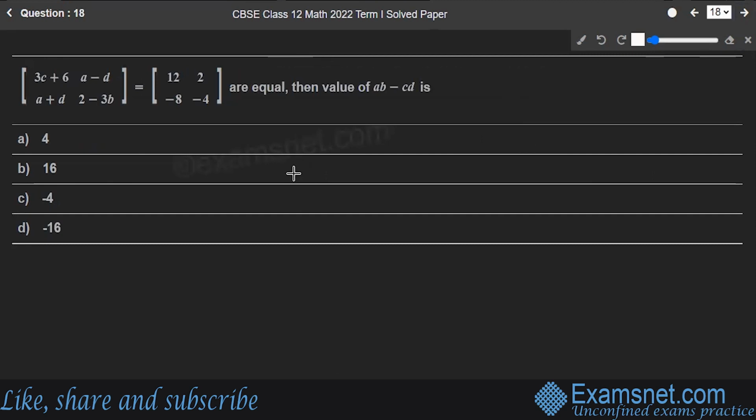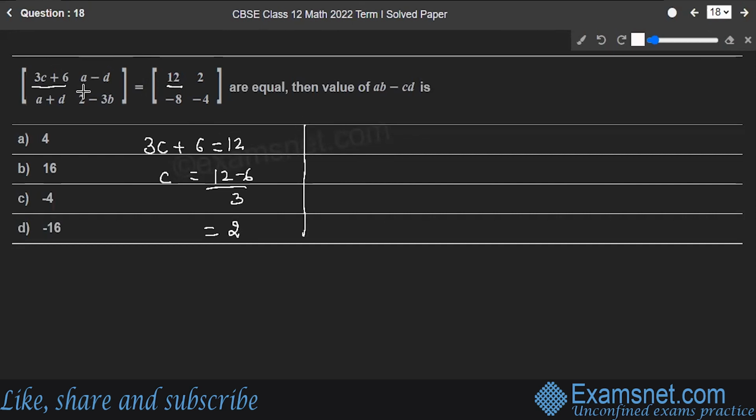Matrix problem: 3C plus 6, so this is a square matrix, is equal to this matrix. You have to find the value of AB minus CD. Actually this is very easy. 3C plus 6 is equal to 12, which makes C is equal to 12 minus 6 upon 3, which is equal to 2.